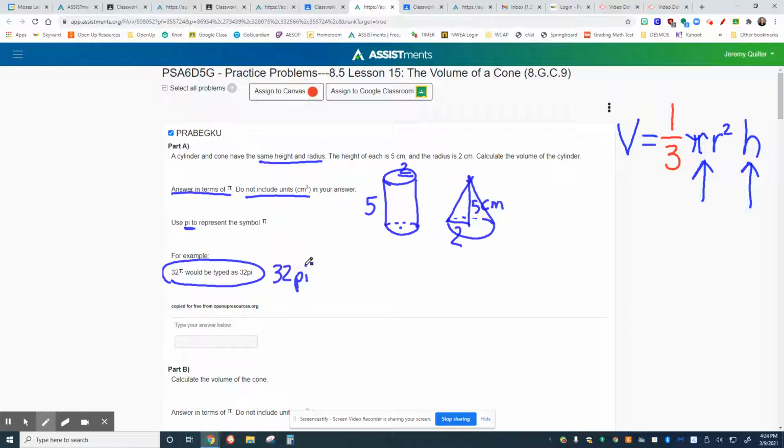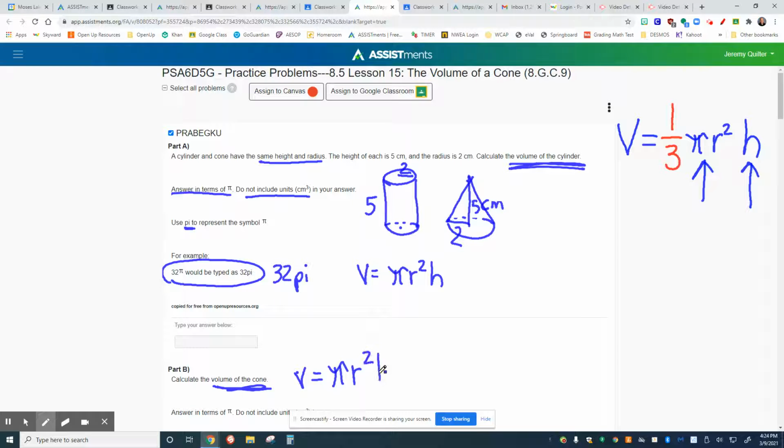The first one we're looking for is the volume of the cylinder for this problem. So we'll be calculating pi times the radius squared times h. And then when we get into part B, we'll be calculating the volume of the cone. And so the only thing that we should have to change is this.